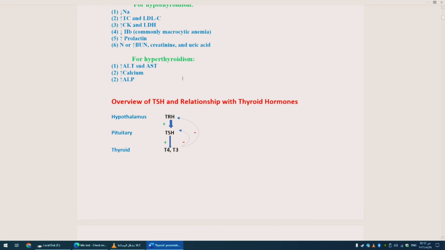And for hyperthyroidism, elevation of hepatocellular enzymes, hypercalcemia, and the elevation of alkaline phosphatase.